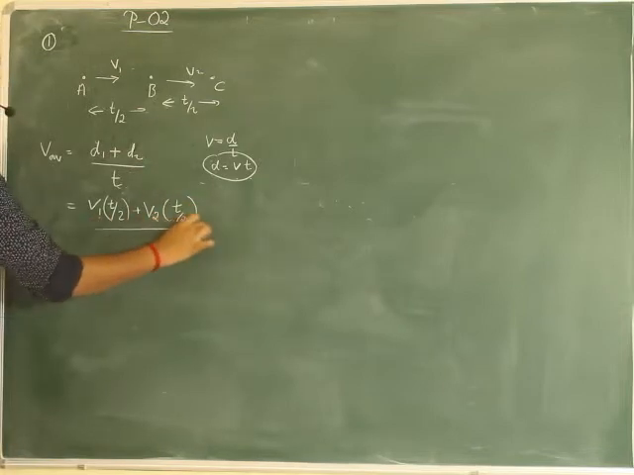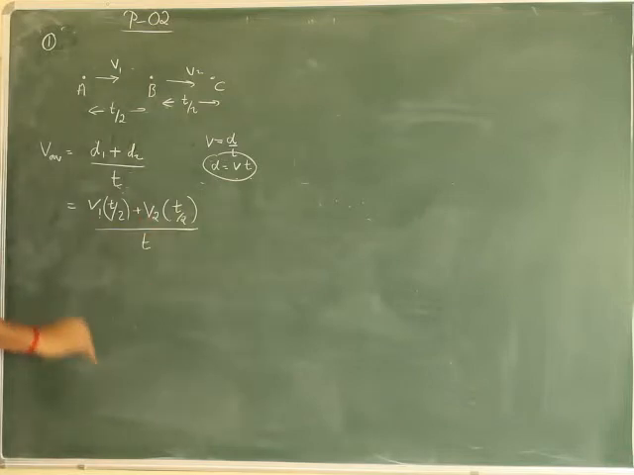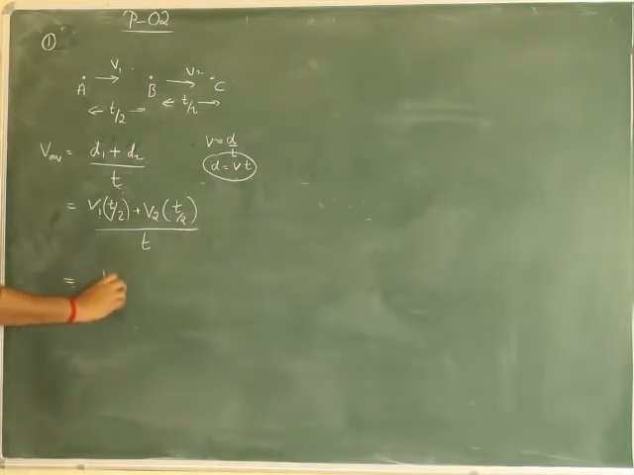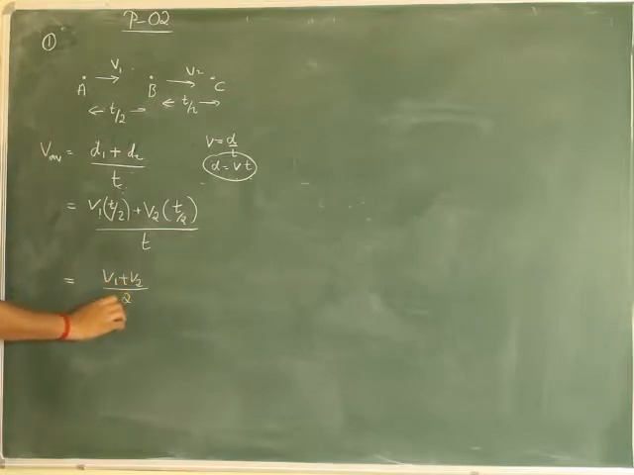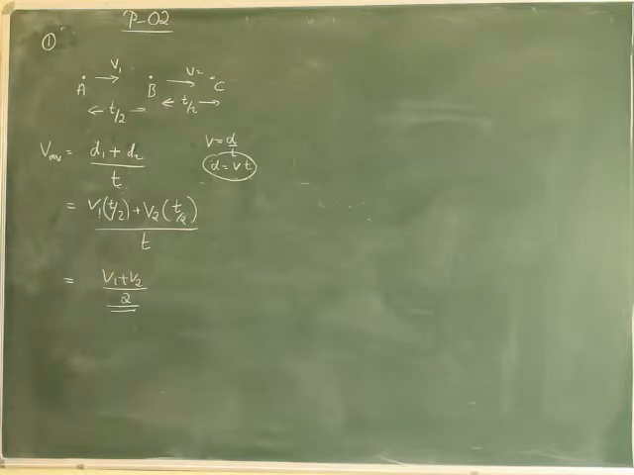So what is the total time taken here? This is T. So next, you can evaluate, you can substitute. Soon after the substitutions, what you get is V1 plus V2 divided by 2. So hope this is clear for you people.